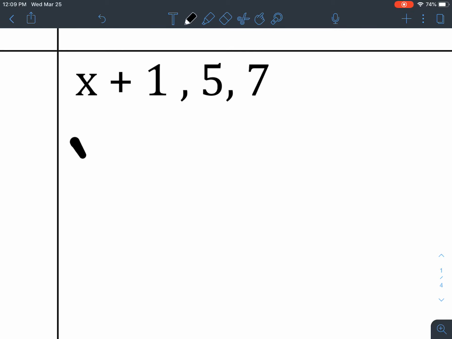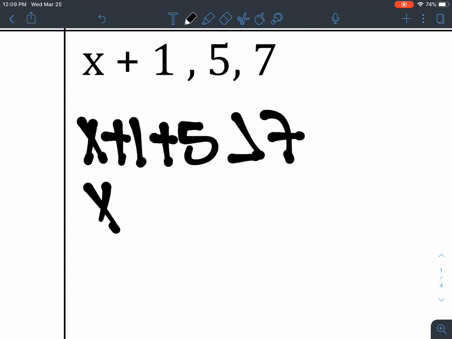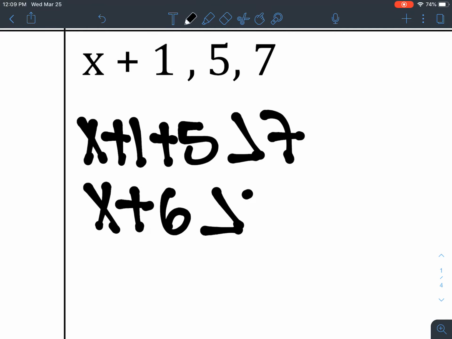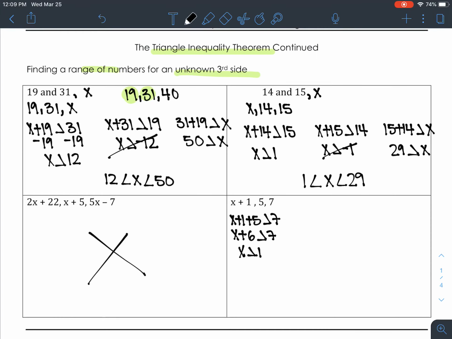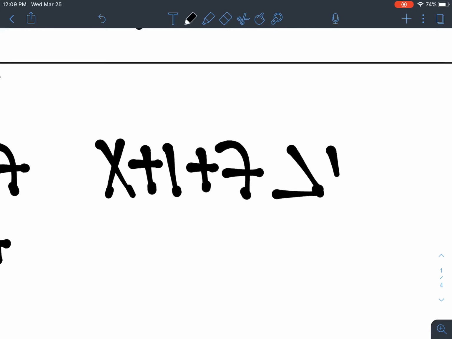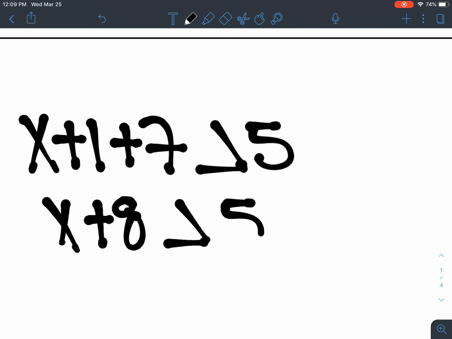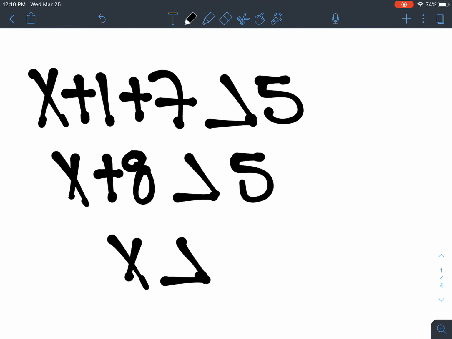So I'm going to start with x plus 1 plus 5 has to be greater than 7. All right, and if I combine stuff together, I get x plus 6 is greater than 7, which means that x has to be greater than a positive 1. All right, let's try the next one. So this time, let's do x plus 1 plus 7 has to be greater than 5. Solving that, I would get x plus 8 is greater than 5, which means that x has to be greater than a negative 3.